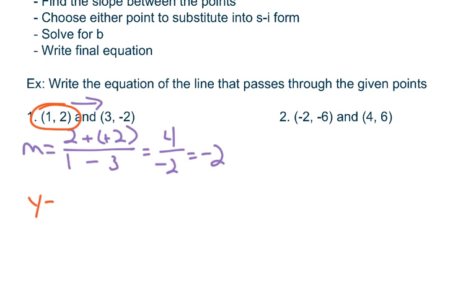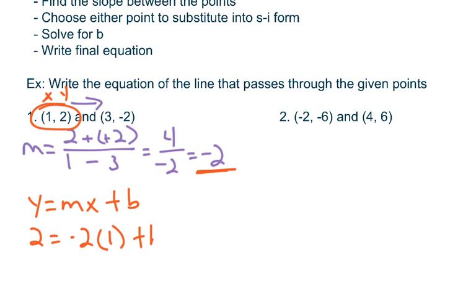Okay, so think about y equals mx plus b. We now have m right there. This is going to be my x. This is going to be my y. So plug in what we know. We know the y value is going to be 2. Our m is -2. Our x is 1. And then we don't know b. Again, that's what we're going to have to find at the very end.